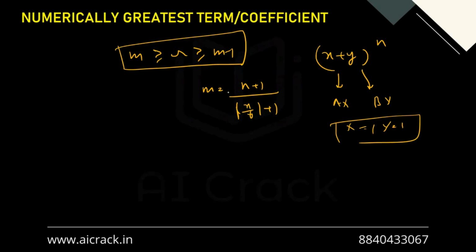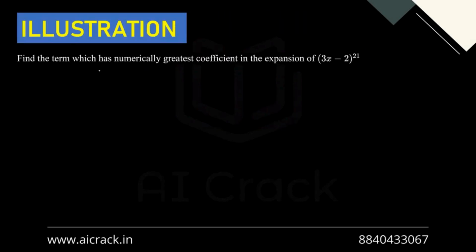But if we just have to find out the numerically greatest coefficient, we have to put the value of x and y as 1. So we use the same expression for finding out the greatest term and the coefficient, right? So you have to remember this condition and the value of m for finding out the results. Now let's look at one question. Find the term which has numerically greatest coefficient in the expansion of (3x minus 2) raised to power 21.